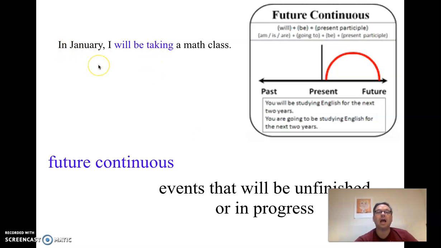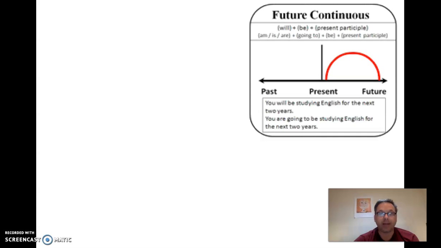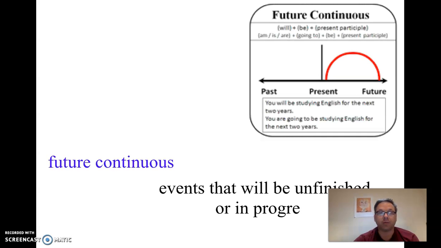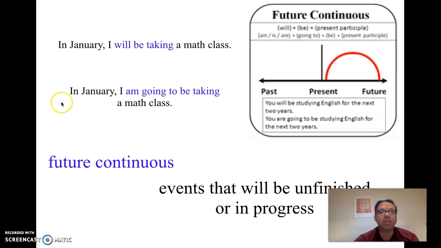So in January, I will be taking a math class, okay? All of January, I will be attending, I will be taking, I will be studying for this math class. Again, the other way to say this using the be verb, am, is, are, going to be, and then the present participle. There we go. In January, I am going to be taking a math class.